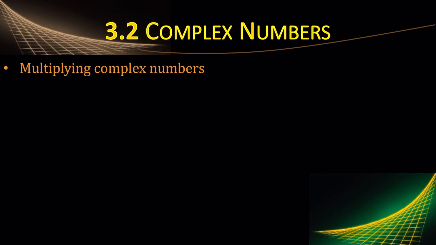All right, now let's try multiplying complex numbers. It's just like multiplying binomials. You'll do the FOIL method, first, outer, inner, last, or the distributive property. The thing to remember is i squared is negative 1. So every time you have an i squared, change it to negative 1.